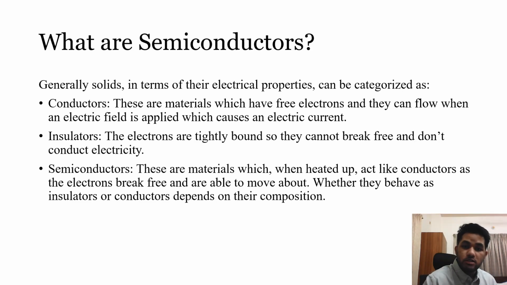Generally, solids in terms of their electrical properties can be categorized into three types. One is conductors. These are materials which have free electrons, and they can flow when an electric field is applied, and this causes an electric current. There are insulators, where the electrons are tightly bound so they cannot break free and don't conduct electricity. And the third type is semiconductors, which we will be looking into deeper today.